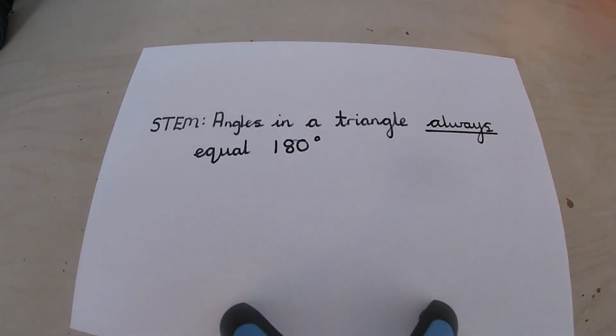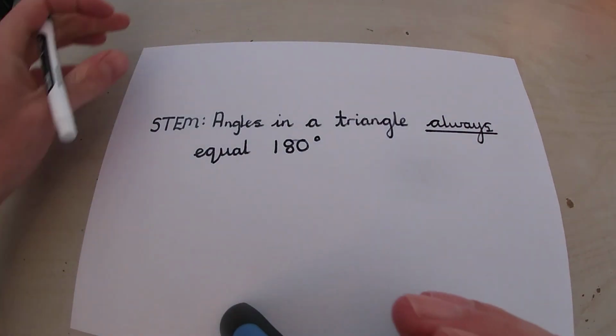So before we go any further, let's review our STEM sentence. Angles in a triangle always add up to 180 degrees. It's never any more, it's never any less. Okay, let's have a look then at our first problem and I will talk you through it.